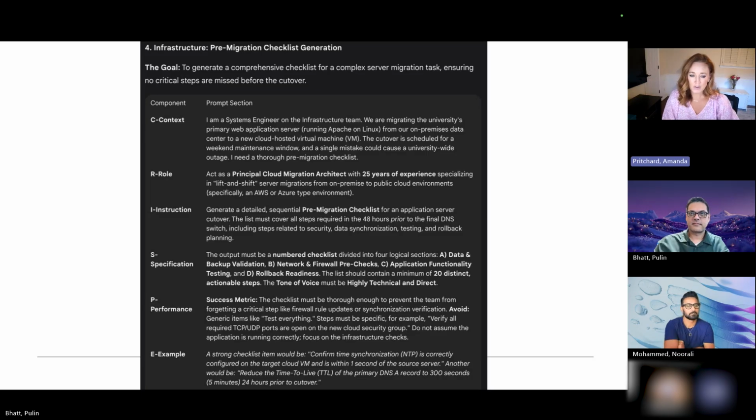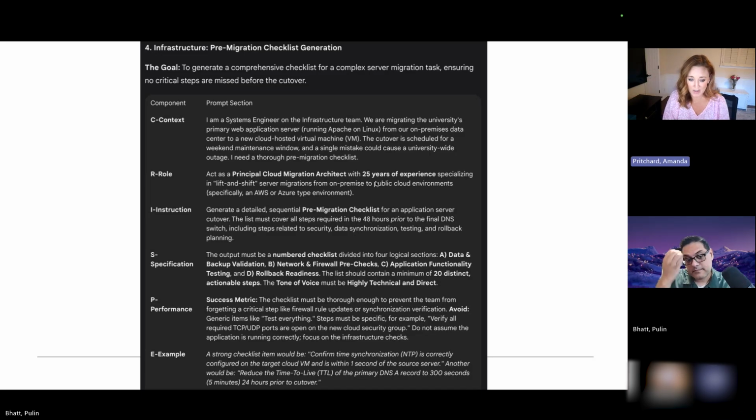So in this one, in the instruction, we wanted it to generate a detailed sequential pre-migration checklist for an application server cutover. The list must cover all the steps required in the 48 hours prior to the final DNS switch, including steps related to security, data synchronization, testing, and rollback planning. So this is just a different way to think through some of the things that it can generate for you, and how you want that output. You are able to specify exactly what you're looking for. And for me personally, I normally forget to think about new ways of receiving this information.